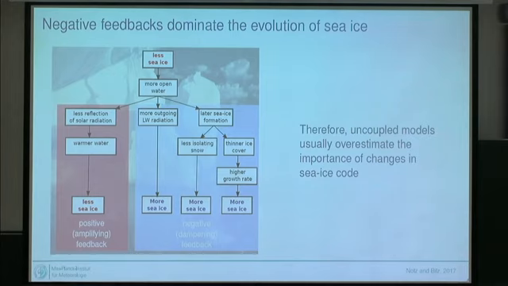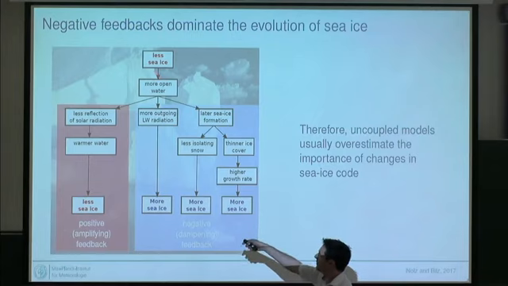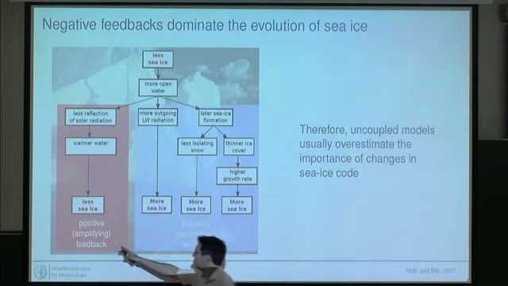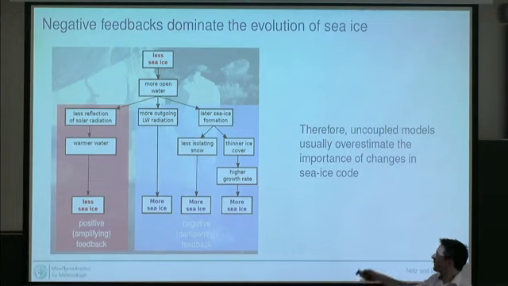And so basically, one of the things that we find again is that really the response of sea ice to what we do in the climate system is dominated by negative feedbacks. If we have less sea ice, we get more open water, which means we have a smaller albedo, so we might get less sea ice. So we do have one positive amplifying feedback. But whenever we run in a coupled mode, we have lots of negative dampening feedbacks.